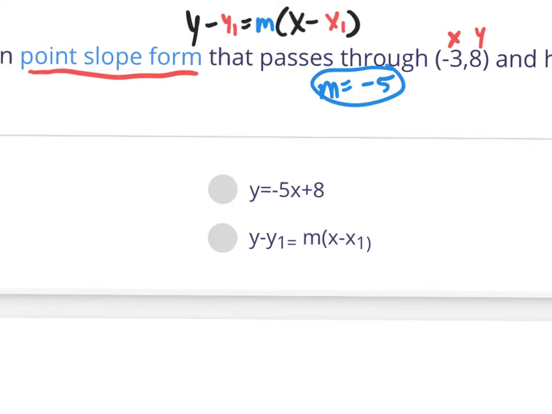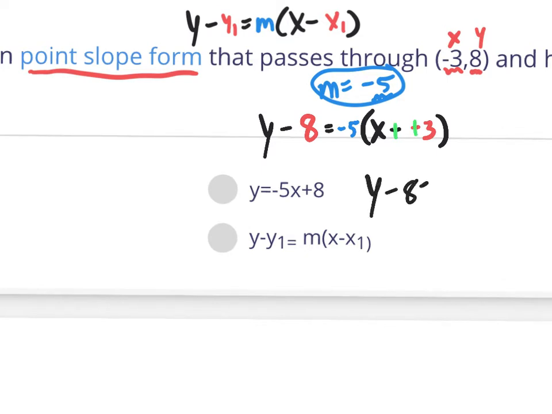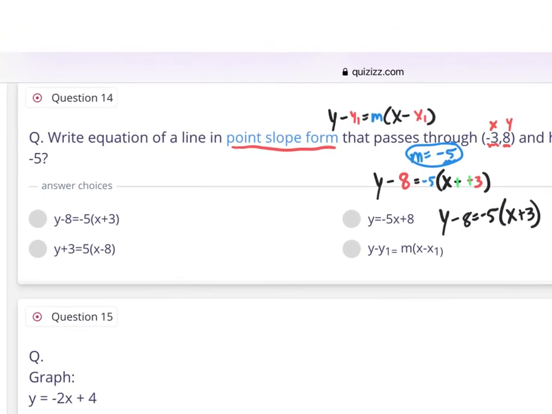So let's just simply plug it in. Y minus y1 equals m parenthesis x minus x1. So the y1 value is 8, put that right there. The x1 value is -3, put that right there. The m value is -5, put that right there. And of course, the only thing you could do here is change the minus to plus, and this is your answer in point slope form. Y minus 8 equals -5 parenthesis x plus 3. So that is your point slope form equation, and as you could see, that's the answer right here.